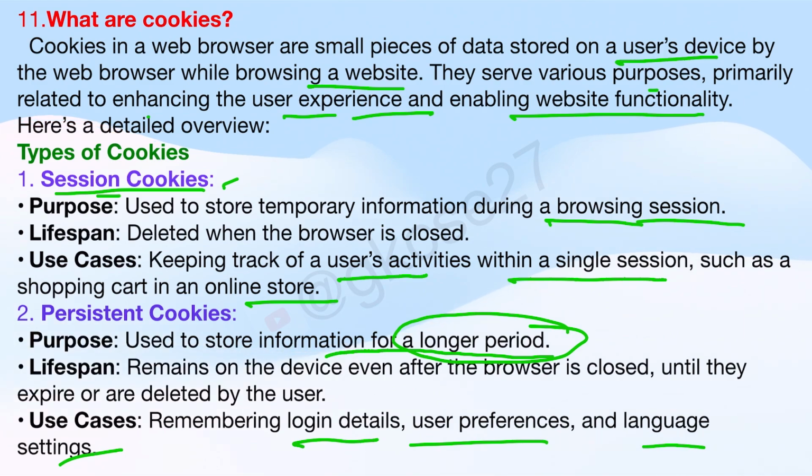So you see, sometimes you store your login details inside your system, that is used by persistent cookies. And language settings you also do now. See, in some cases, if you delete your browsing data, then cookies are also deleted. In that case, all your login information is gone. So all these things are stored by persistent cookies.